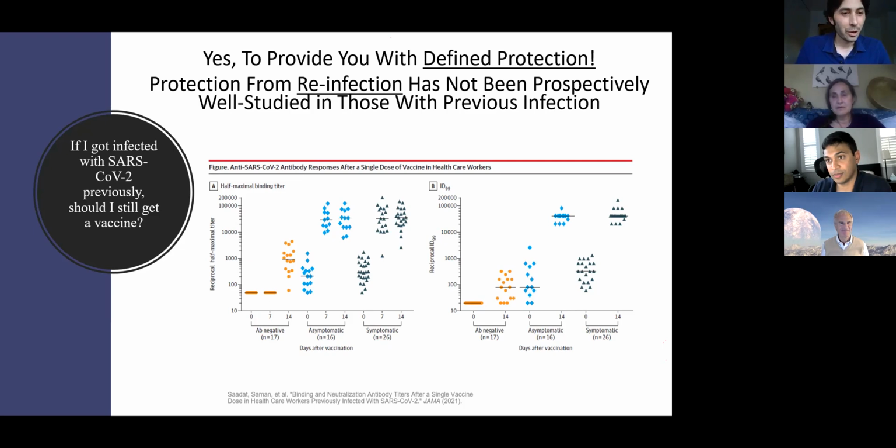Oops, sorry. We have a question from Maria. If the factor chosen to determine which vaccine to get is based on efficacy rate, which vaccine brand should I select? That's a good question.